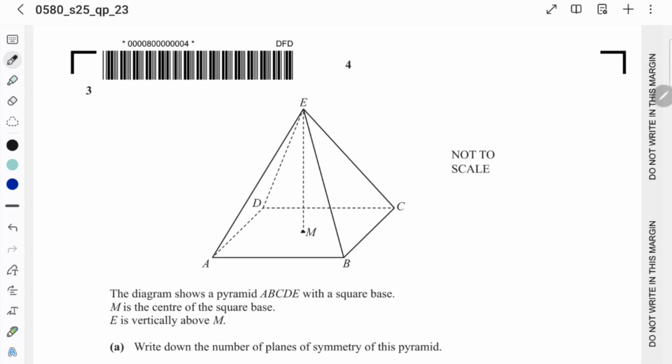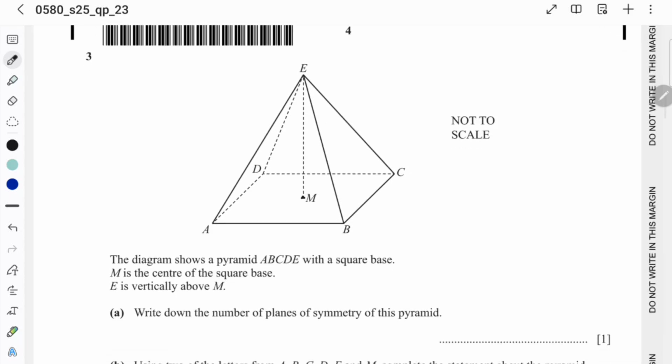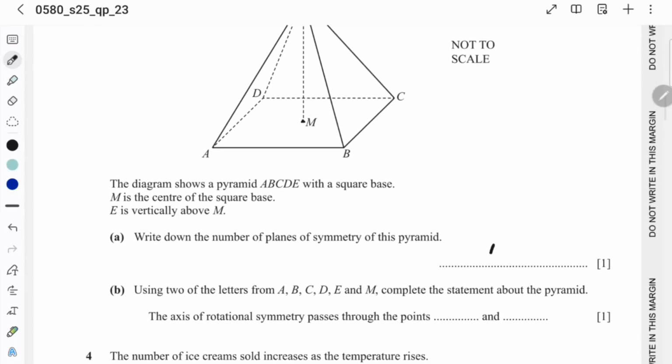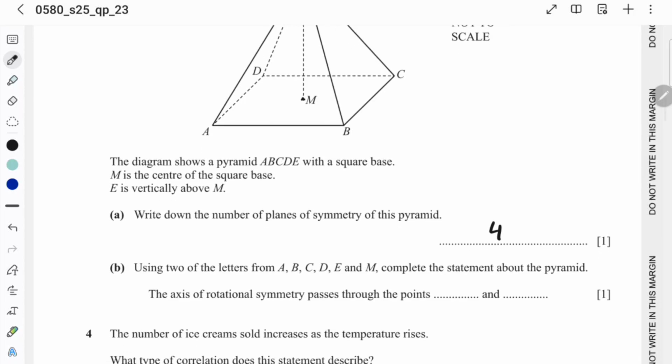As we know that it's a square base pyramid, and the base is a square shape. Line of symmetry is 4. That's why the plane of symmetry will also be 4 here, and it was a 1 mark question. Now using two of the letters from A, B, C, D, E and M, complete the statement about the pyramid. The axis of rotational symmetry passes through the point.